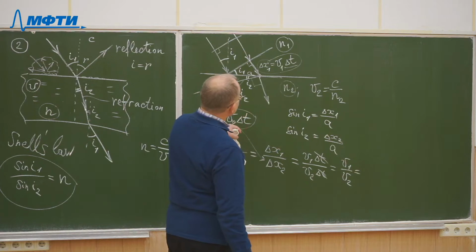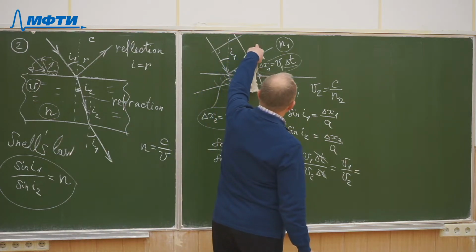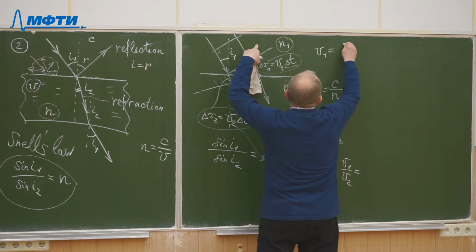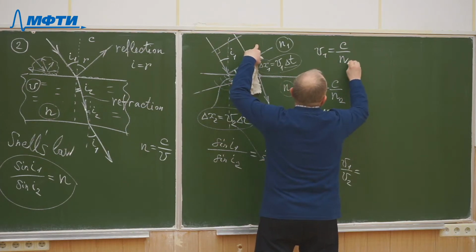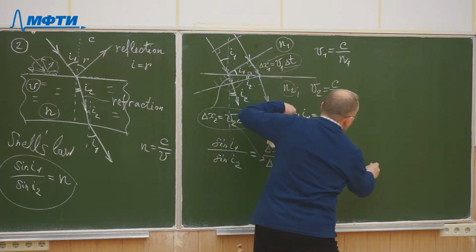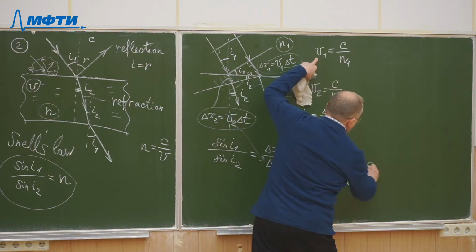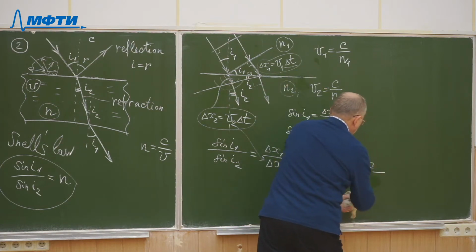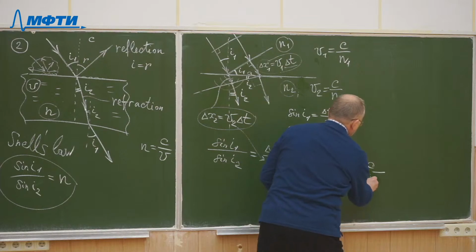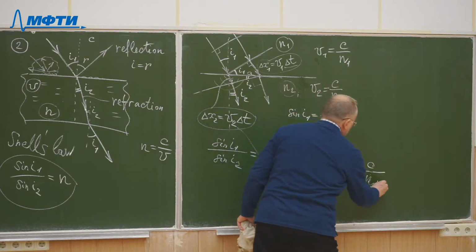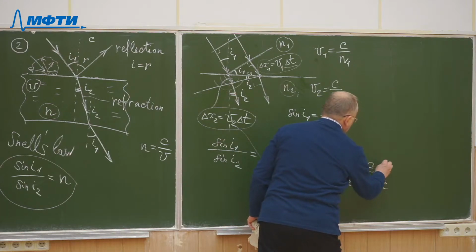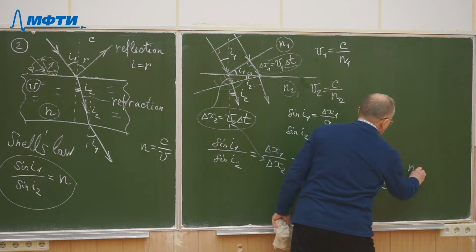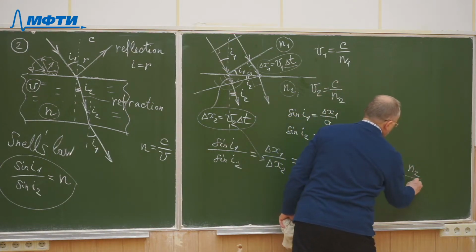And so the velocity of light in the first medium is equal to c divided by the refraction index n1 of the first medium. So instead of the velocity v1, I use this expression, c divided by n1, the refraction index of the first medium. And instead of the velocity v2, I will put c divided by the refraction index of the second medium. So we obtain n2 divided by n1.